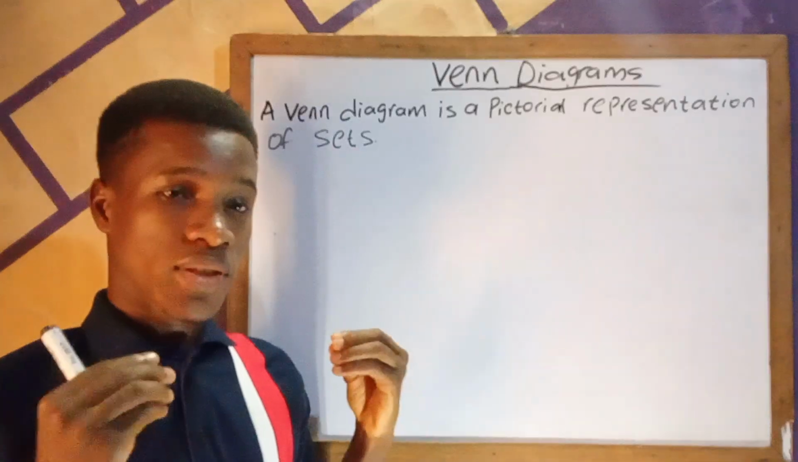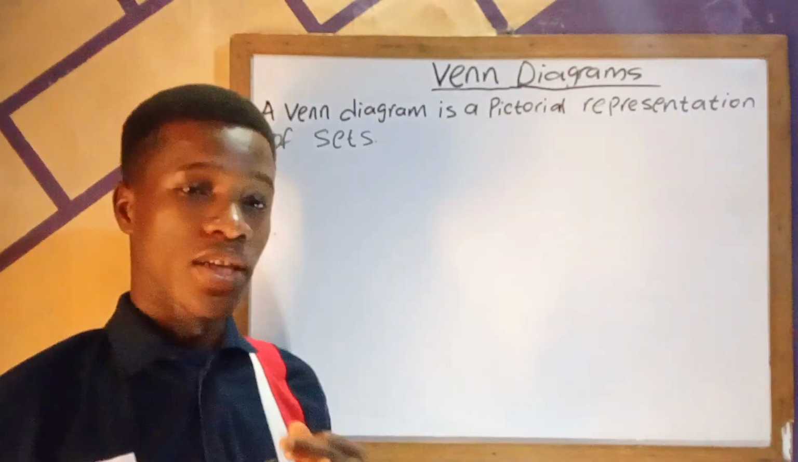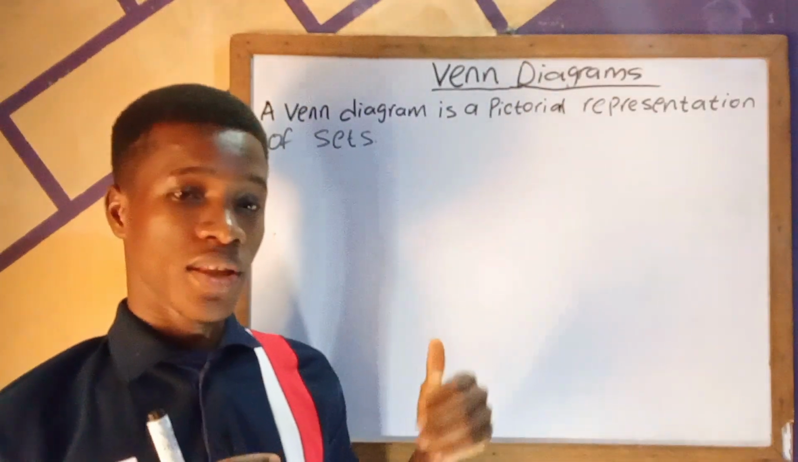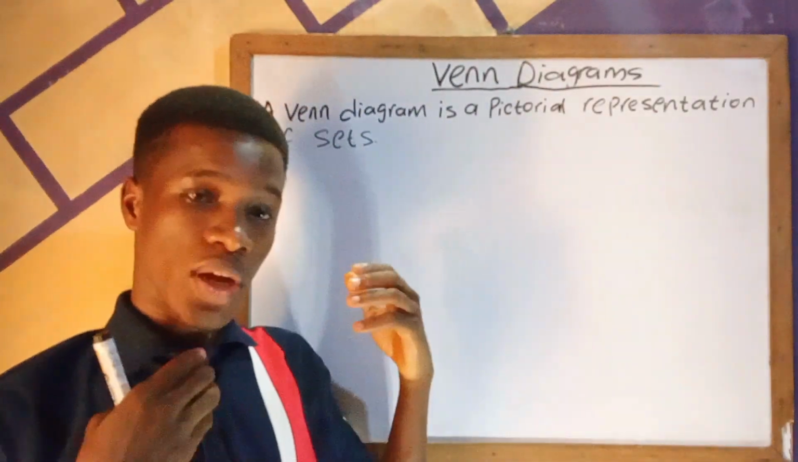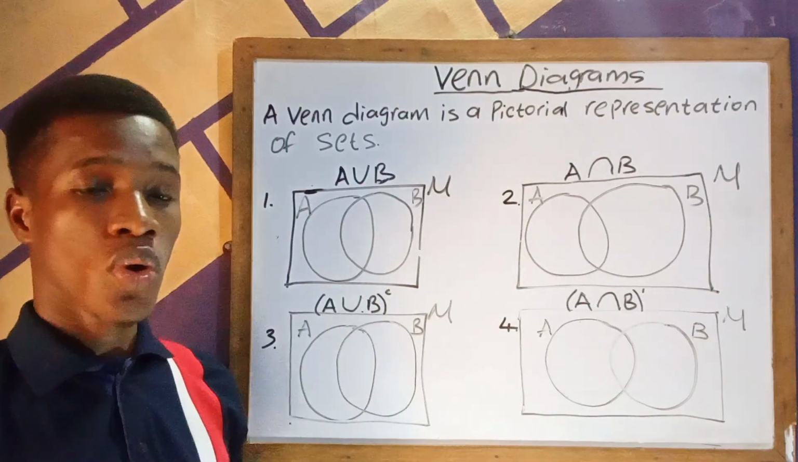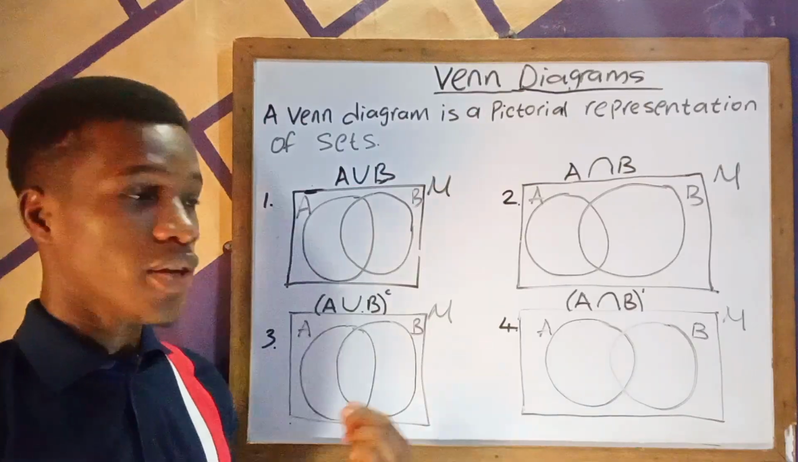All the operations we have in set theory can be represented using the Venn diagram, like the union, the intersection, the complement, and the rest of them. They can all be represented using the Venn diagram as we have here. These Venn diagrams here are used to represent some sets, and here we wish to show how the operations of sets are denoted using the Venn diagram.